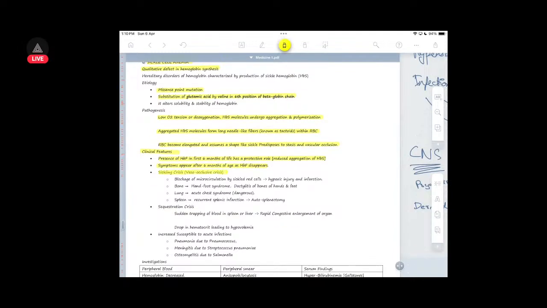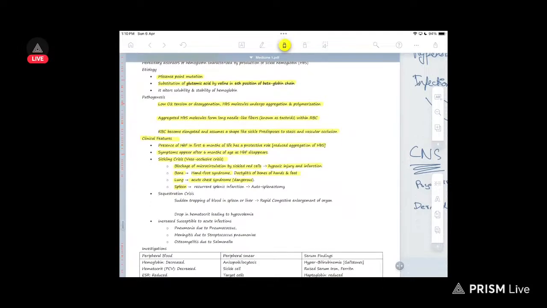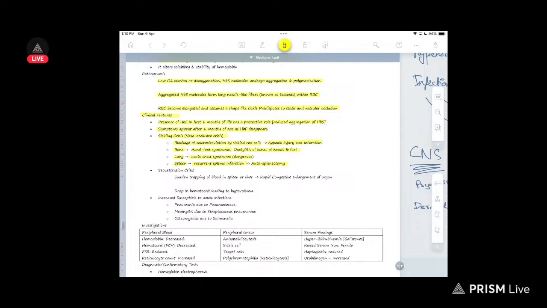So sickling crisis: you have vaso-occlusive crisis, blockage of microcirculation by sickled RBCs, hypoxic injury and infection will be seen. Bone, you can have hand-foot syndrome, dactylitis of hands and feet. Lung, you can have acute chest syndrome, which is very dangerous. It is actually an emergency. Spleen, you can have splenic infection and eventually you will have autosplenectomy.